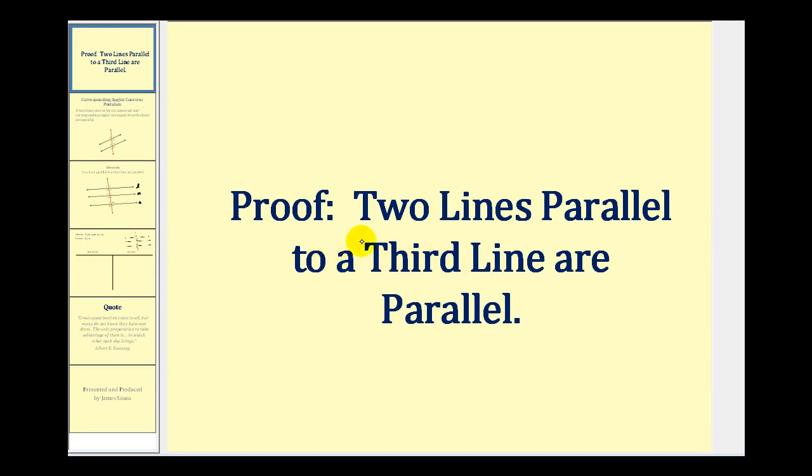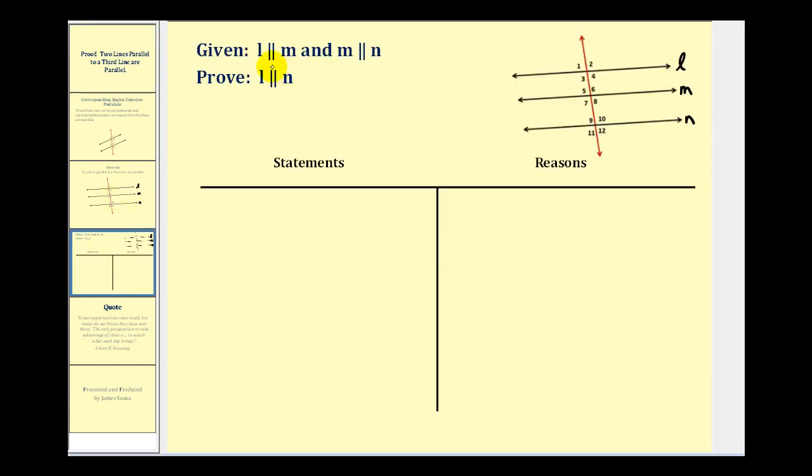Welcome to a proof of the theorem that states two lines parallel to a third line are parallel. So we want to prove that if line L is parallel to line M and M is parallel to line N, then it follows that L is also parallel to N. Let's see if we can outline a strategy.